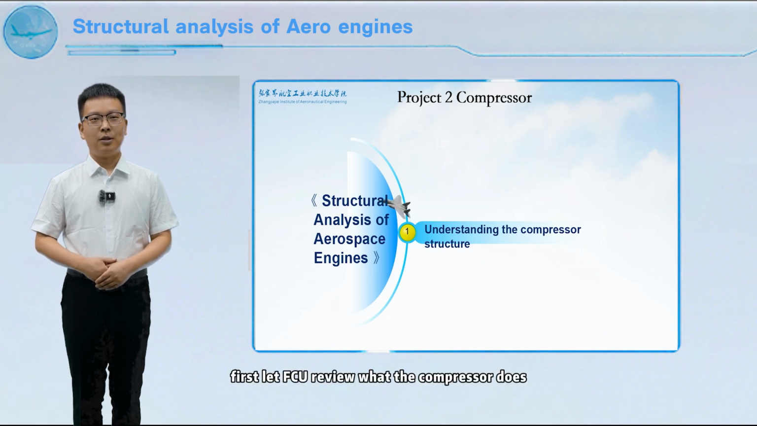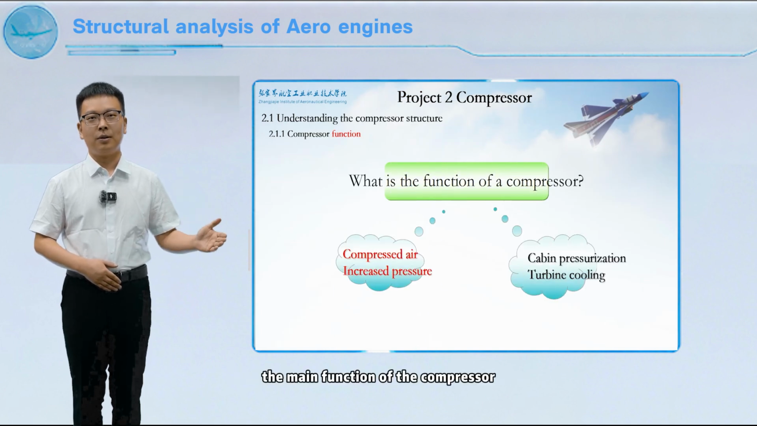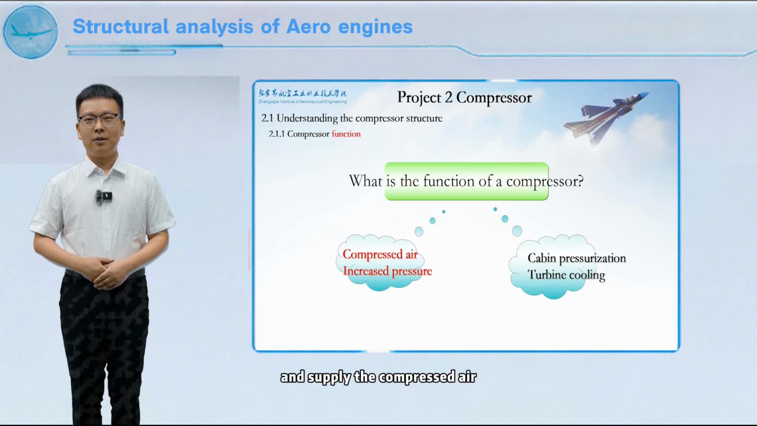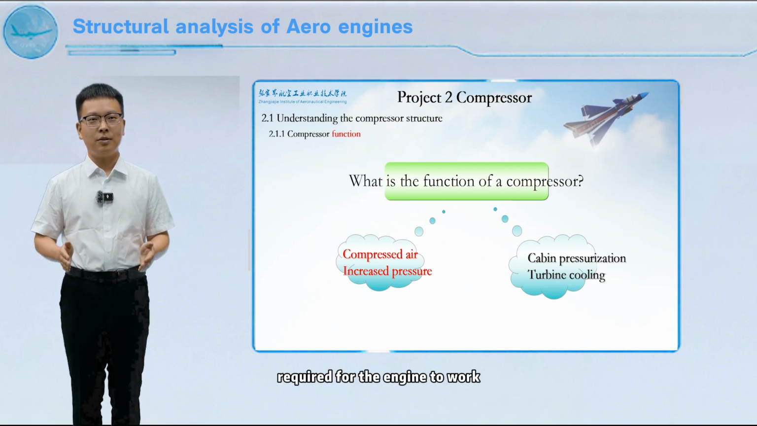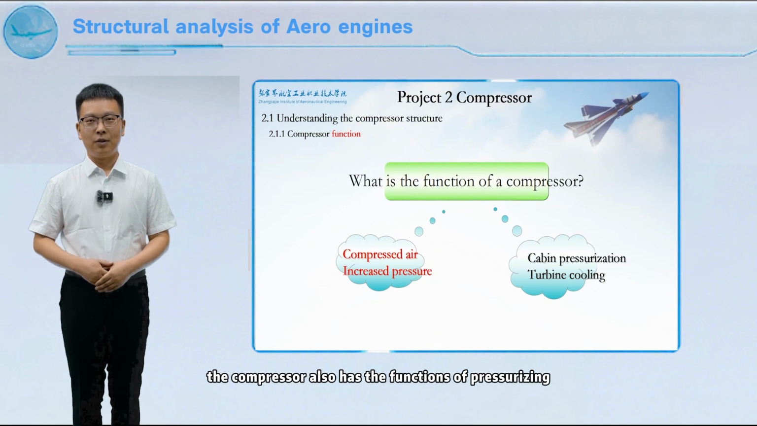First, let's review what the compressor does. The main function of the compressor is to increase the pressure of the air entering the engine and supply the compressed air required for the engine to work. In addition, the compressor also has the functions of pressurizing the cabin and cooling the turbine components.